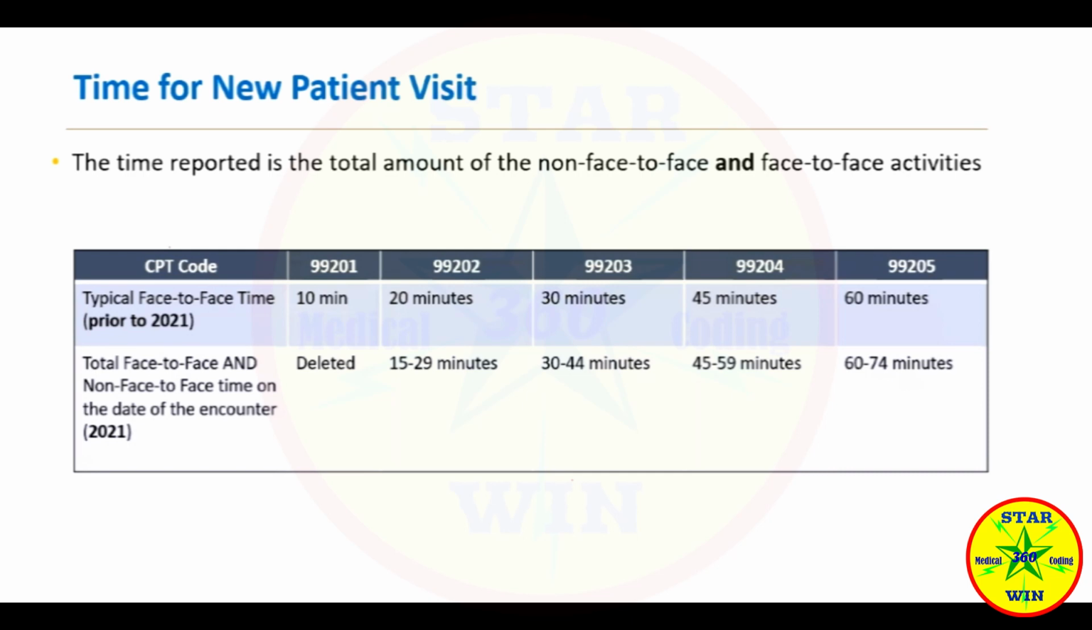Going to 99204, which required 45 minutes, but in 2021 there is a range from 45 minutes to 59 minutes. For 99205, there is 60 minutes in 2020. Coming to 2021, from 60 to 74 minutes. So any time between 60 to 74 minutes is applicable for 99205.